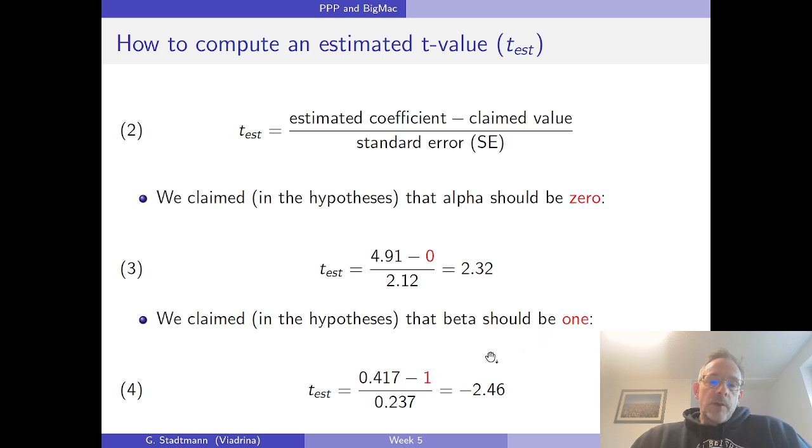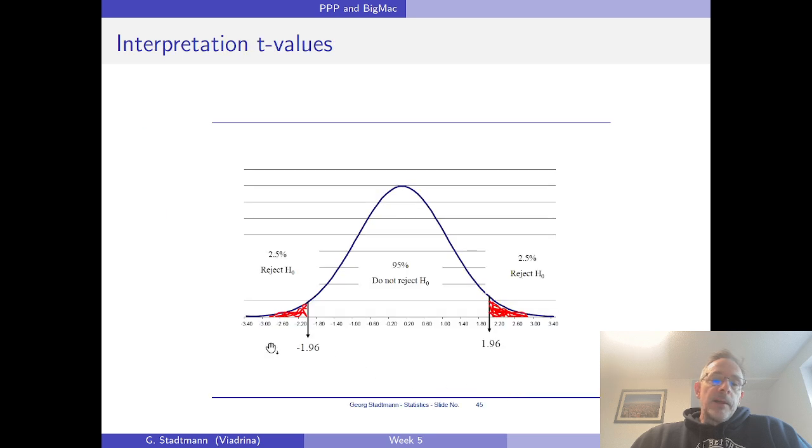We want to test whether beta is equal to 1, and we don't want to test whether beta is equal to 0. So this is the right estimated t-value. This picture helps a lot. So we are also in this area here, and we have to reject the null hypothesis that beta is equal to 1.